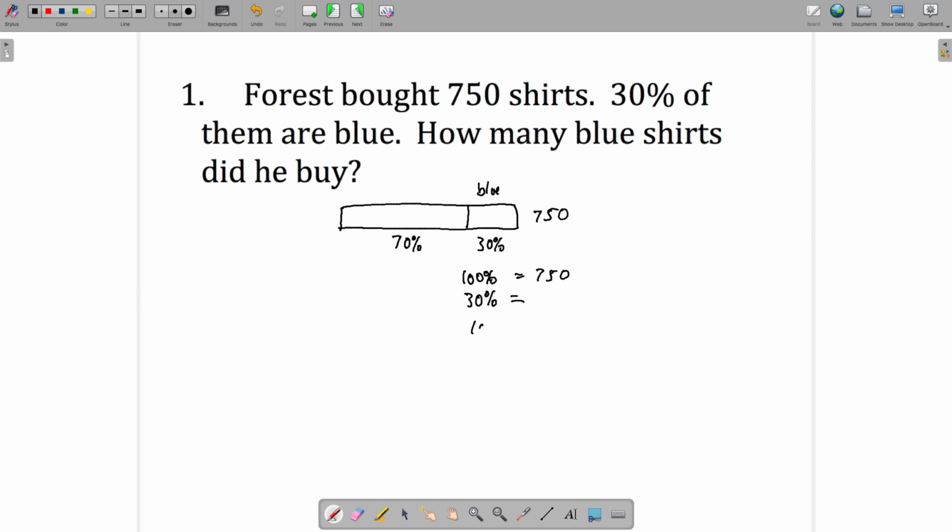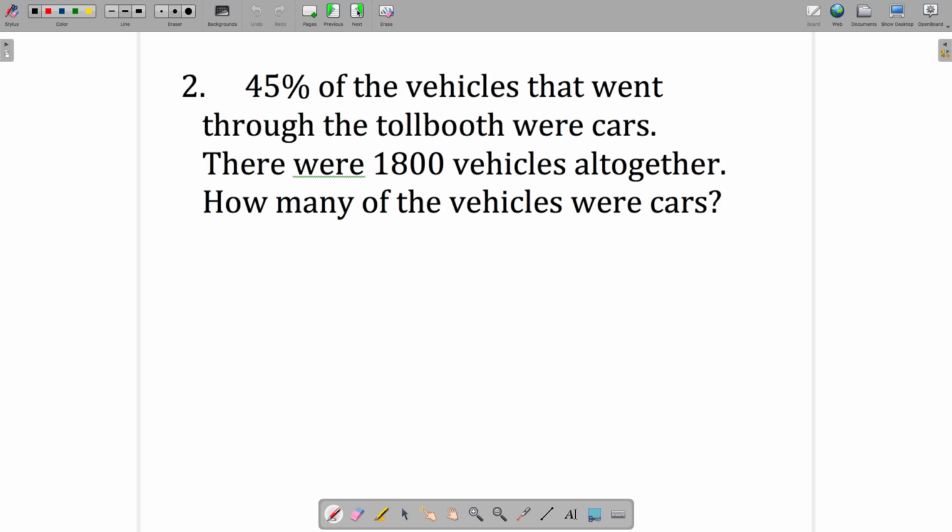So we'll do what we were just doing. 10% then is going to be 75, and 3 groups of 75 would be 225. So it'll be 225 blue shirts. And again, I'm going to be going through these problems quickly, but feel free to pause. In fact, I would recommend that you pause before I write the workout and see if you can do any of these problems. So once you do that, go ahead and pause the video here and work this problem out.